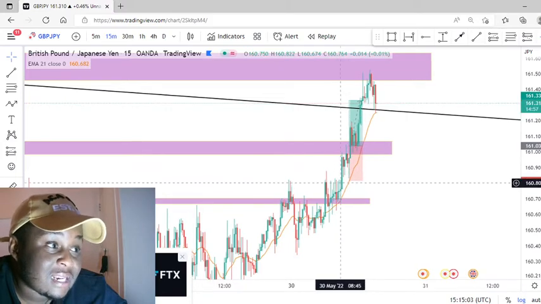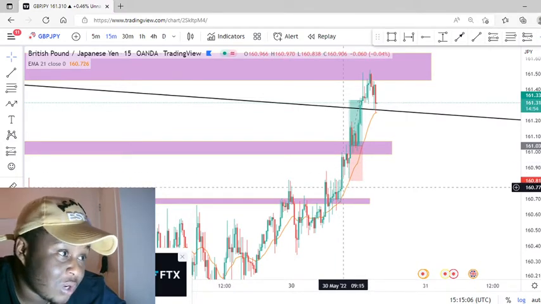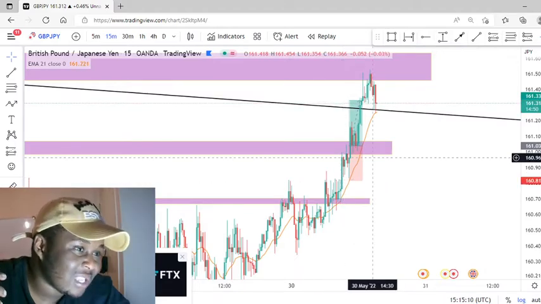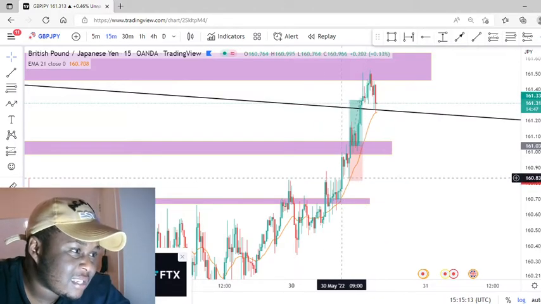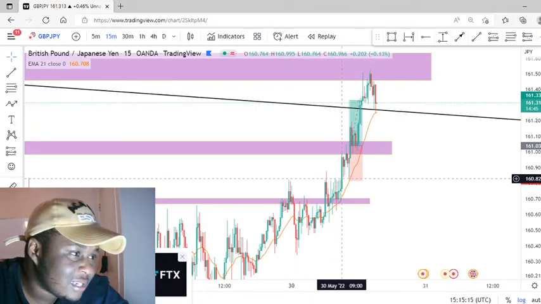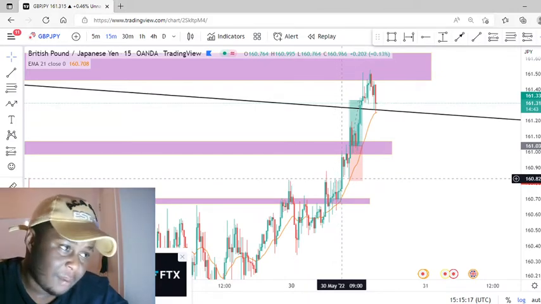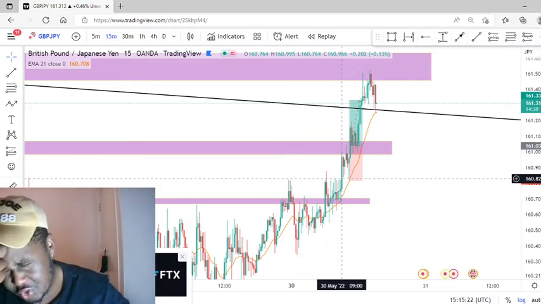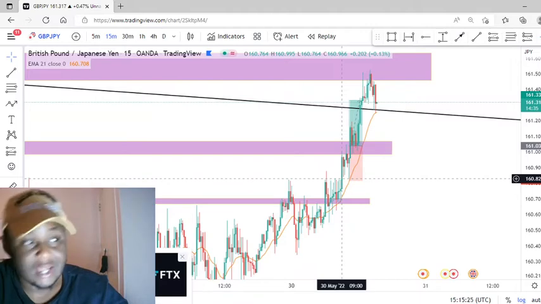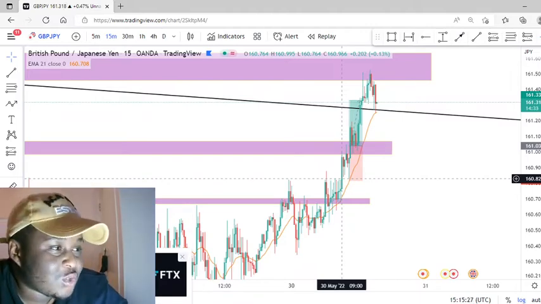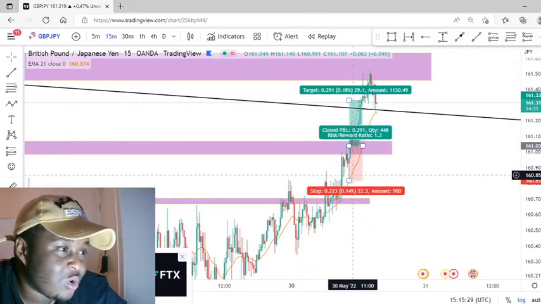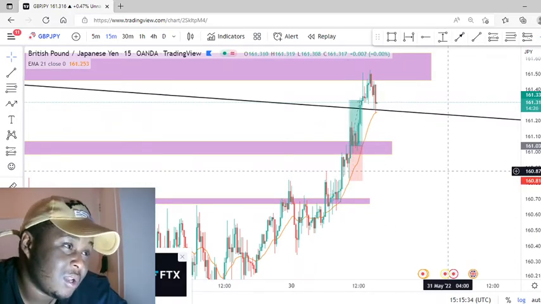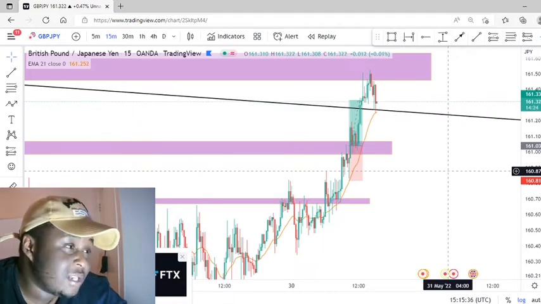Then it made this huge move. I was not a part of this move. I only saw it when it was about halfway, at 160.8228. I was like, I'm really not gonna enter at this level. It's already in the middle, and my risk to reward ratio is going to be bad. So I really need to get another entry.